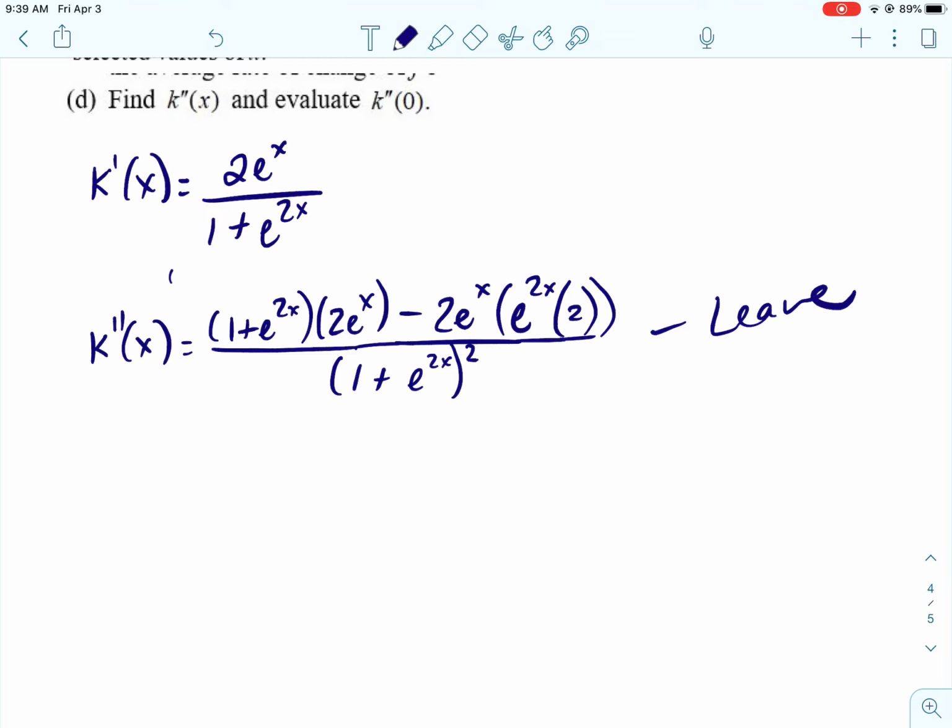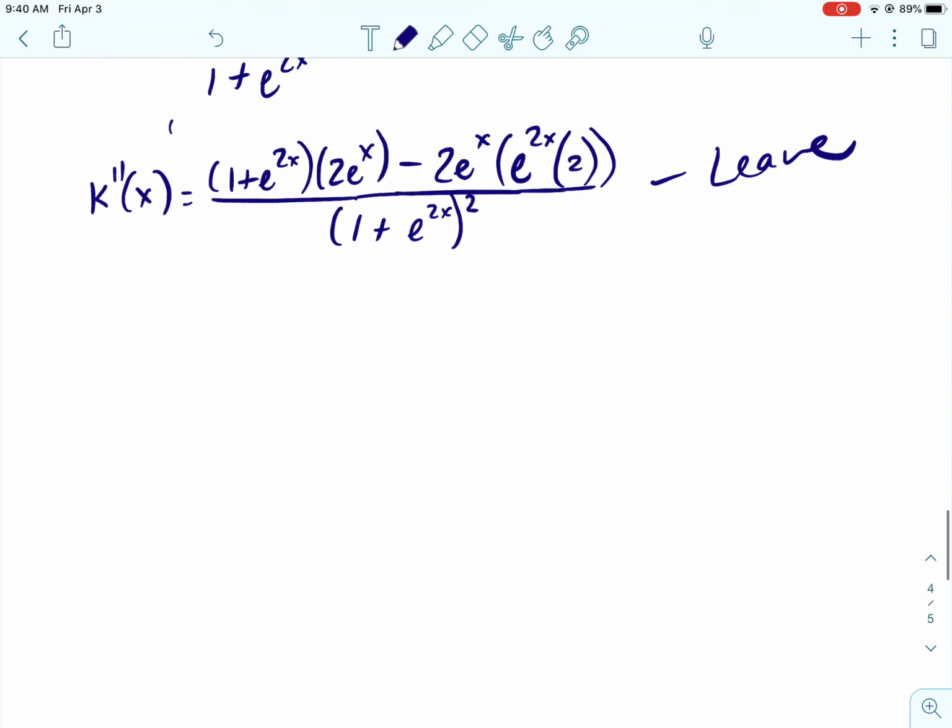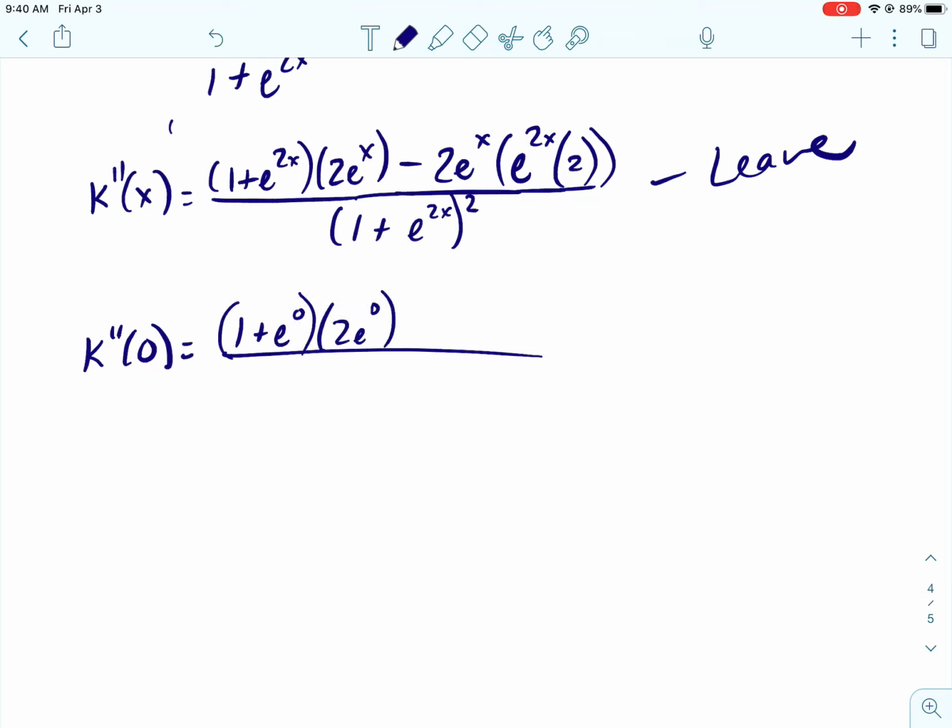All right, and I honestly would leave it like this. Unless they tell you to write it in simplified form, I wouldn't worry about it. We're going to fill in 0, which means we're going to get a whole lot of 1s and a whole lot of 2s, and that's it. So I would just go ahead at this point and plug in 0, because if I start multiplying and simplifying, it's just going to create places for us to make a mistake.